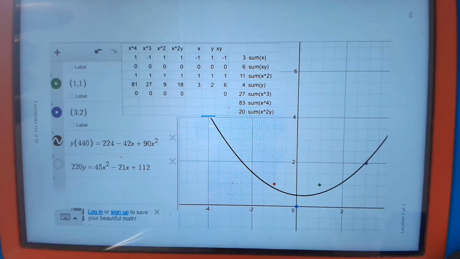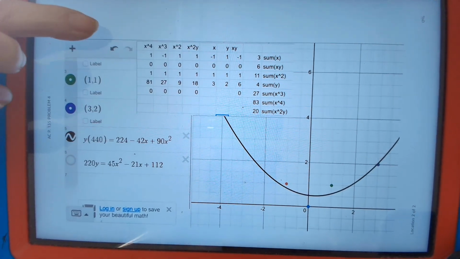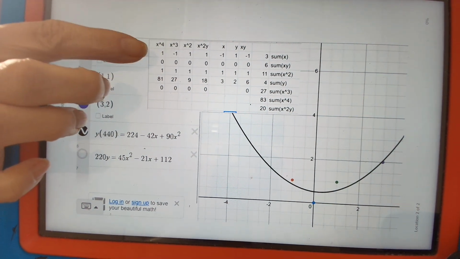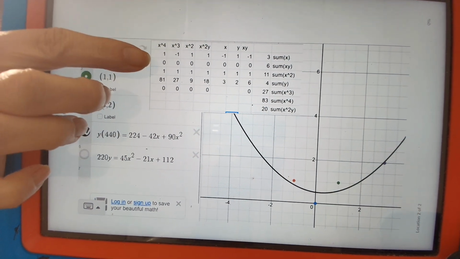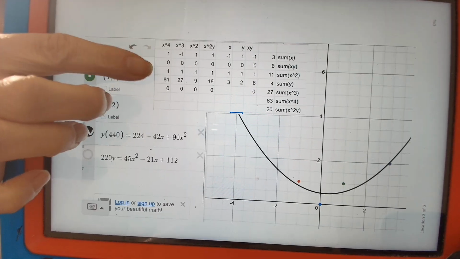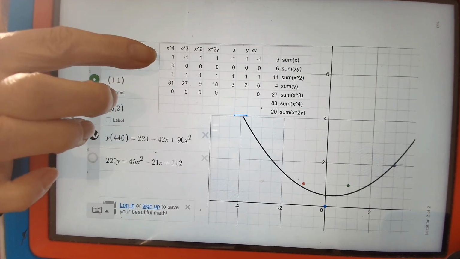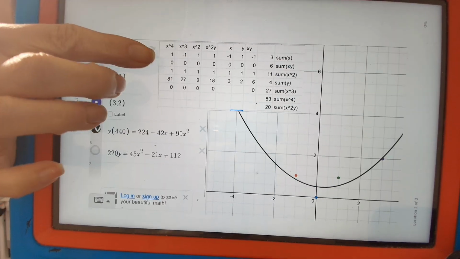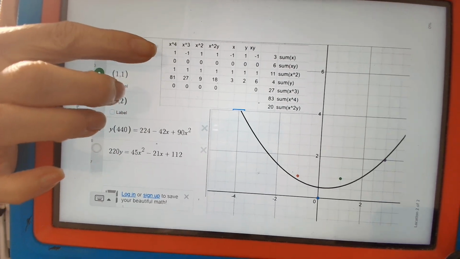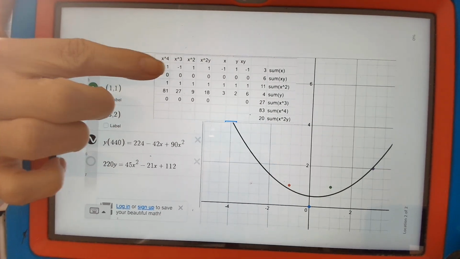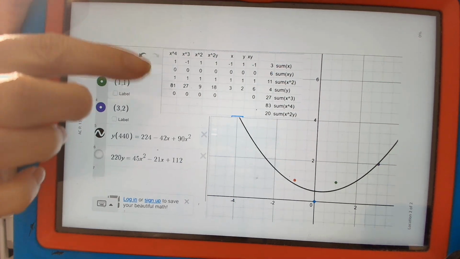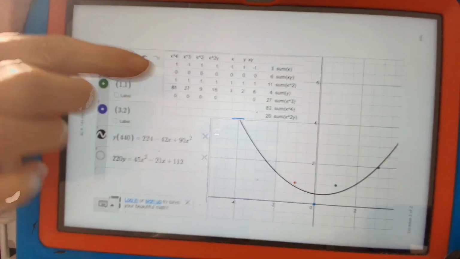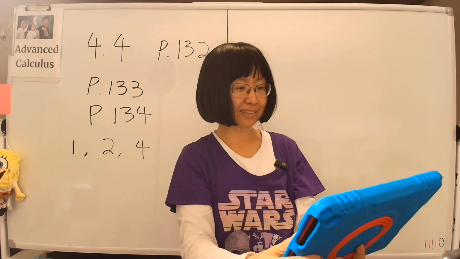x to the fourth, x cubed, x squared, and x squared times y. I have each one of those calculated, and then summed all up over here. This is the spreadsheet, which I used to calculate all that stuff. Let me see, I don't even understand what that means.